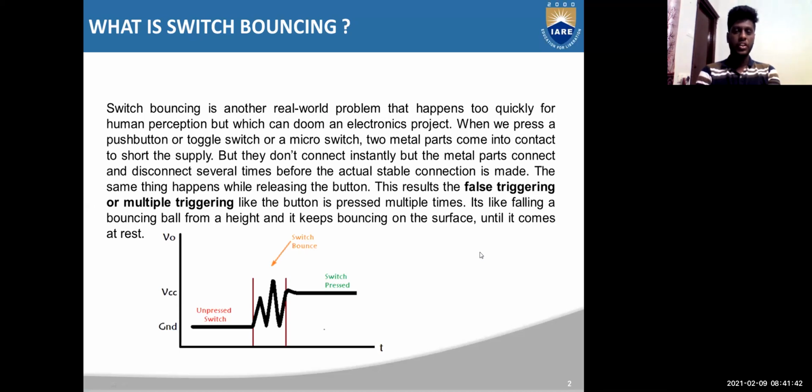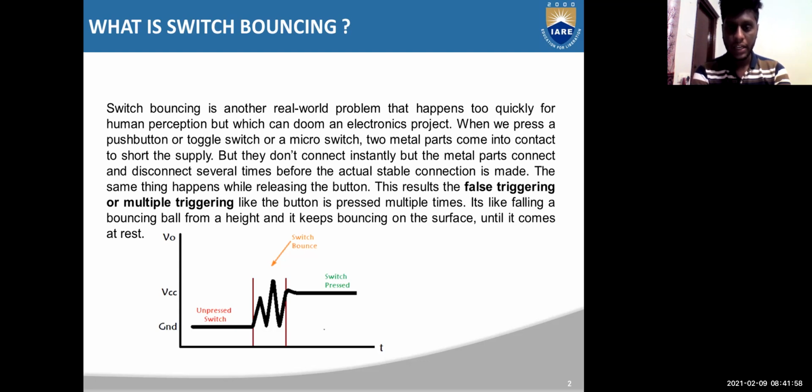So first, let us know what is switch bouncing. Switch bouncing is another real-world problem that happens too quickly for human perception, but which can doom an electronics project. For example, when we press a push button or toggle switch or a micro switch, two metal parts come into contact to short the supply.